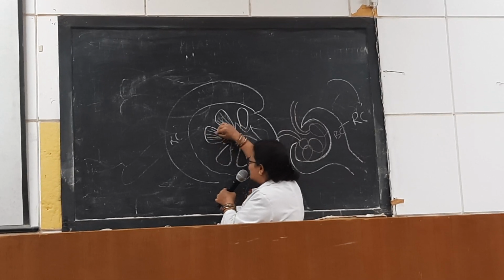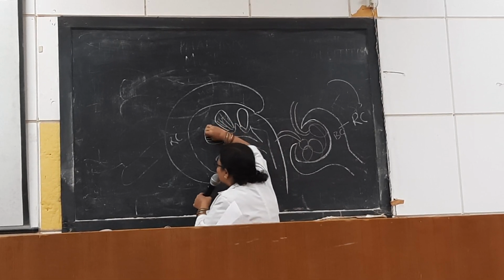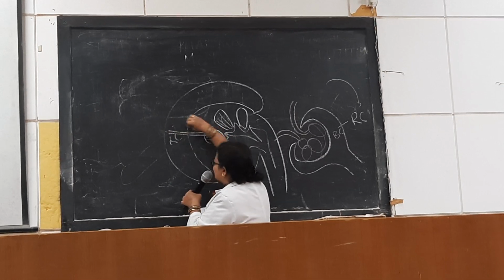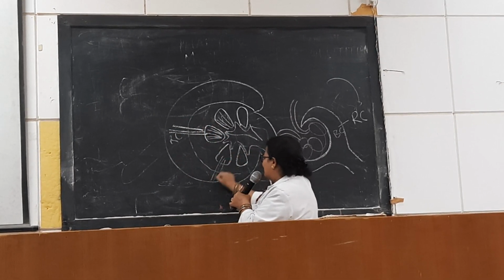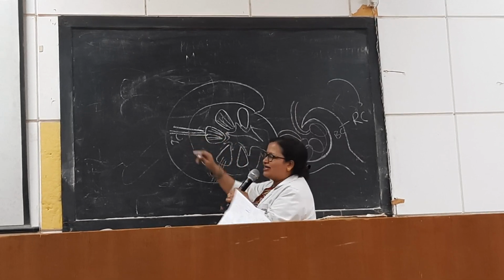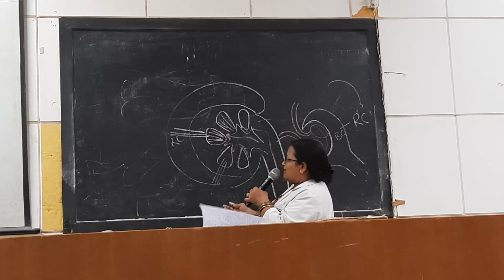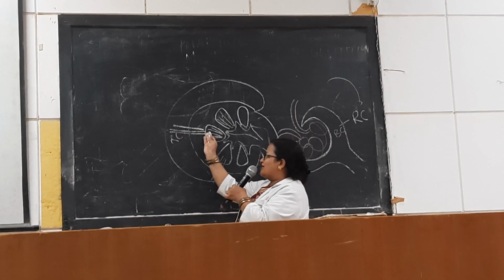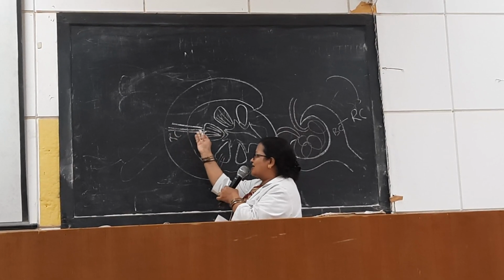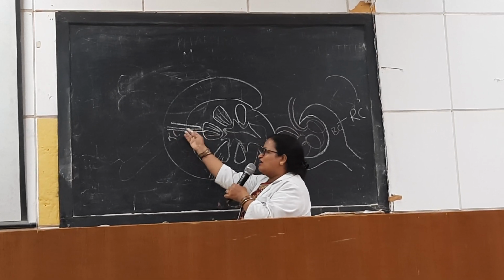And from the pyramids, we may see some striations going towards the cortex. These are called the medullary rays. What are the constituents of these medullary rays? They also contain the collecting tubules, collecting ducts and loops of Henle.